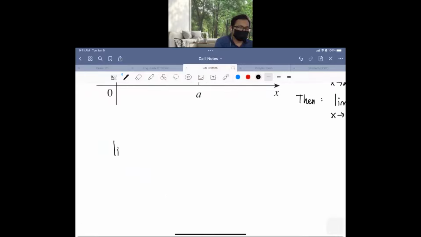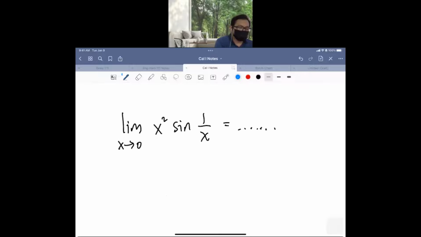So if we have a function, let me just give an example directly: limit as x approaches 0 of x squared sine 1 over x. Now, of course, if we look at this, it will be very terrible, right? If we try to plug in 0, we don't really know what happens.